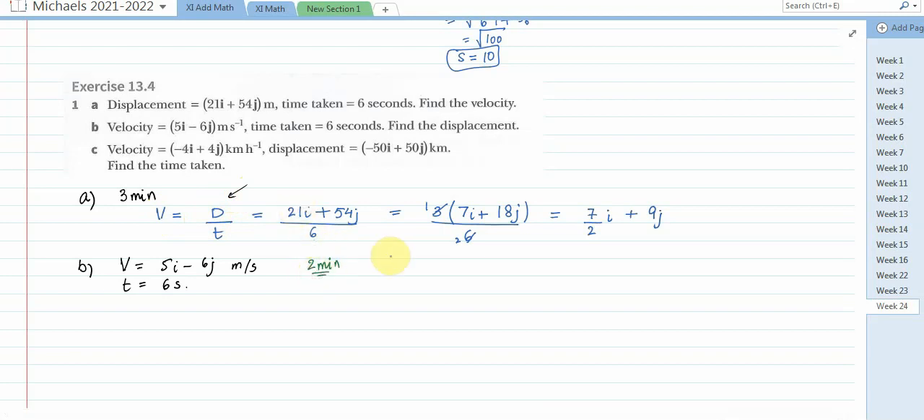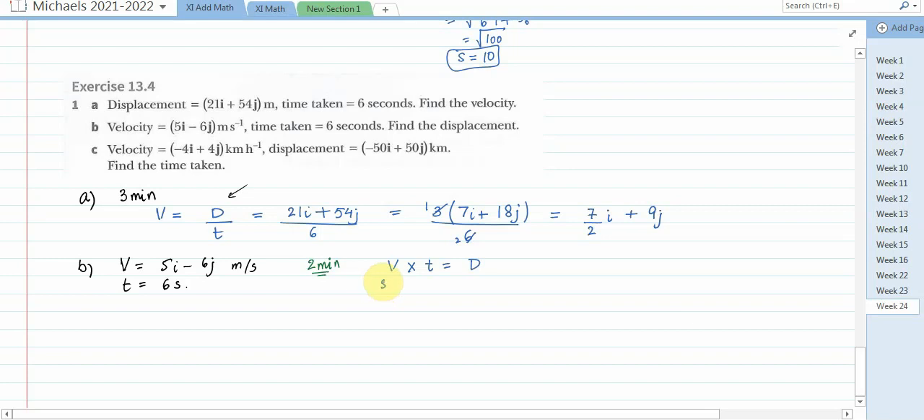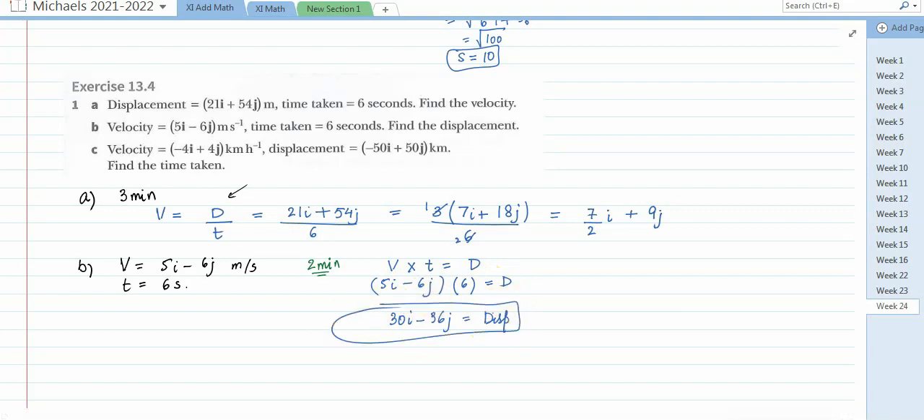Alright. We know that velocity multiplied by time is equal to displacement. The value of velocity we have is 5I minus 6J, and the value of time we have is 6. When you multiply these two, 6 fives are 30I minus 6 sixes are 36J is equal to displacement, and that is your answer.